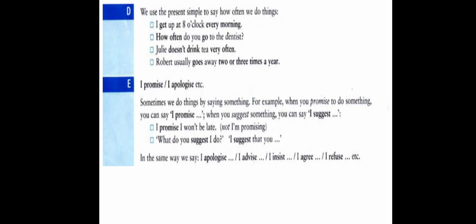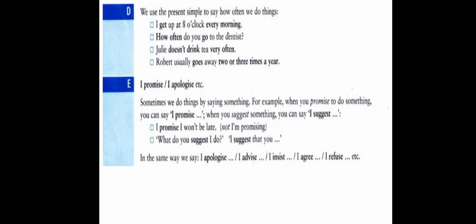D. We use the present simple to say how often we do things, to speak about repetition. You repeat doing things. I get up at 8 o'clock every morning. This is my daily routine. This is a habit. Every morning is an adverb of frequency. So we use a present simple. I is singular, so we use get in the base form.